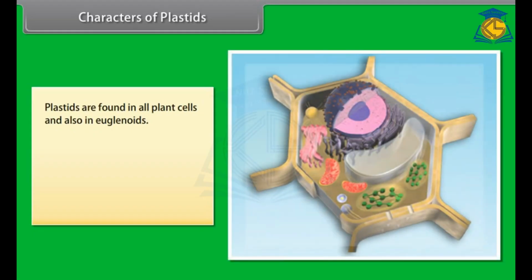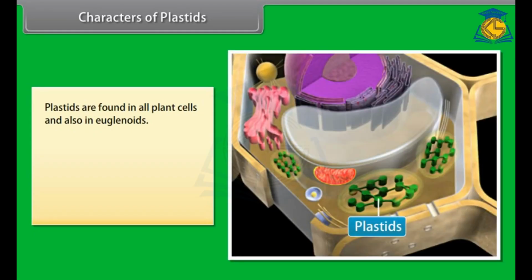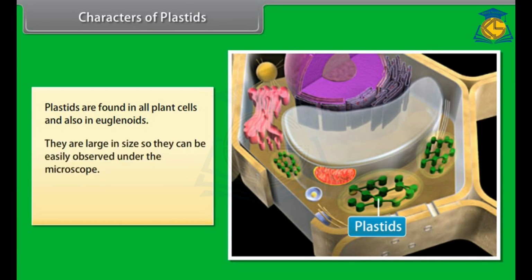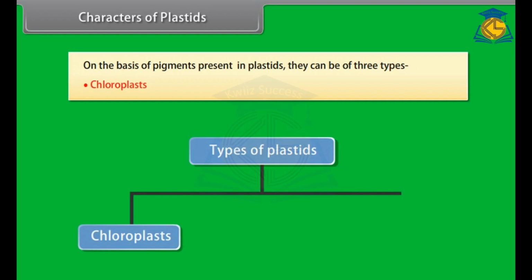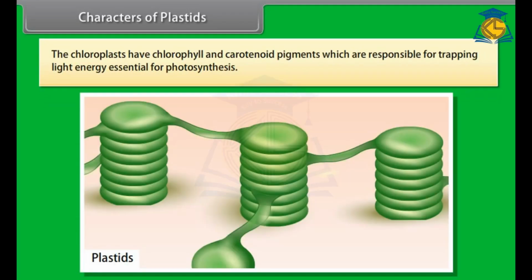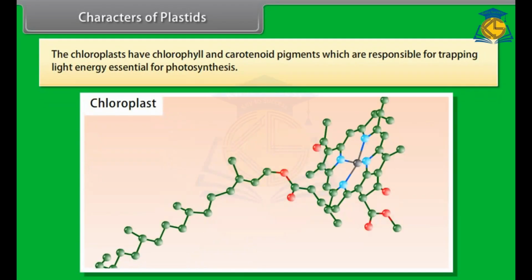Characters of plastids. Plastids are found in all plant cells and also in euglenoids. They are large in size, so they can be easily observed under the microscope. They have specific pigments, so they give color to the plants. On the basis of pigments present in plastids, they can be of three types: chloroplasts, chromoplasts, and leucoplasts. The chloroplasts have chlorophyll and carotenoid pigments, which are responsible for trapping light energy essential for photosynthesis.